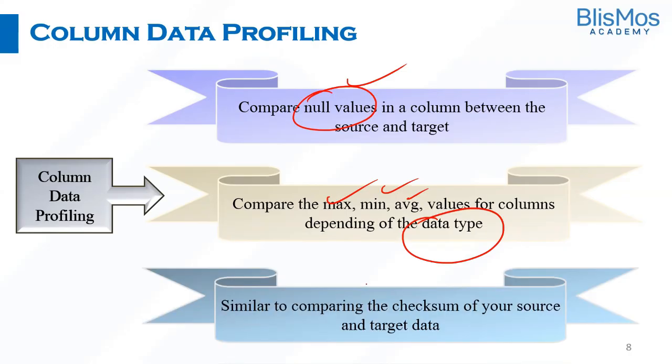This validation, in a way, is similar to comparing the checksum values of the source and target of the data. What is checksum? We'll deal with that as a part of a separate video. For now, just remember that when we are performing column data profiling, it's almost similar to comparing the checksum values of source and target. Awesome. We understood some of the important aspects of data completeness with column data profiling.